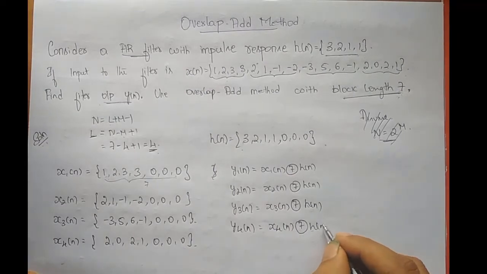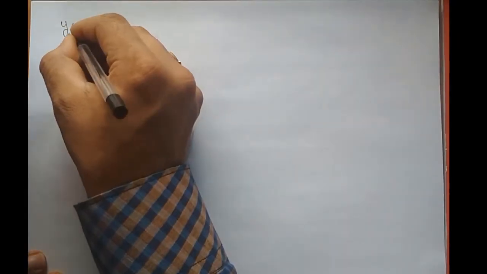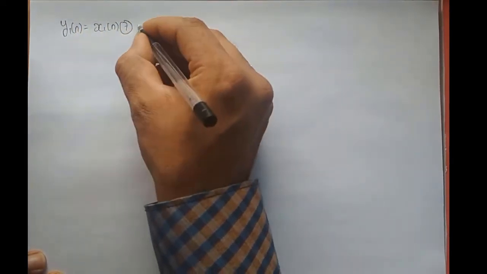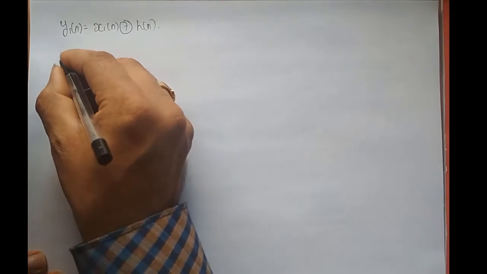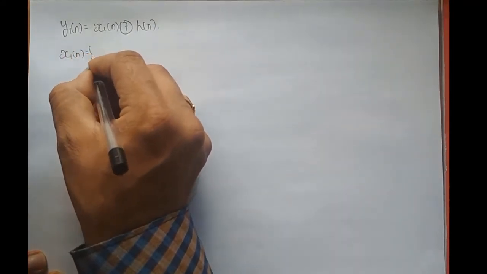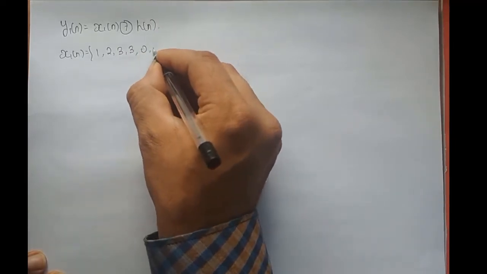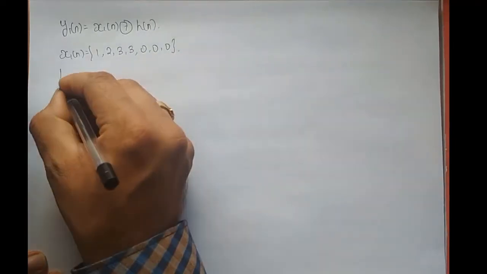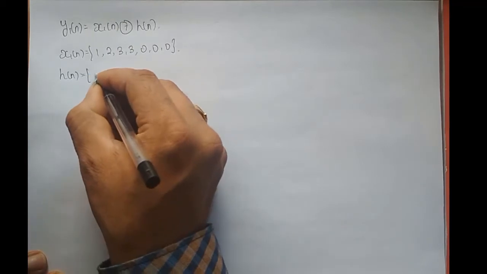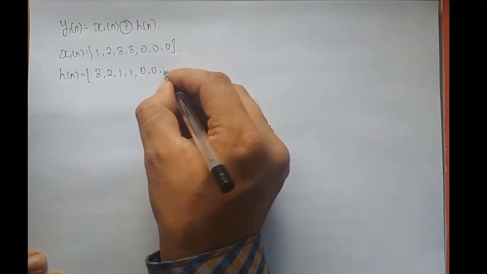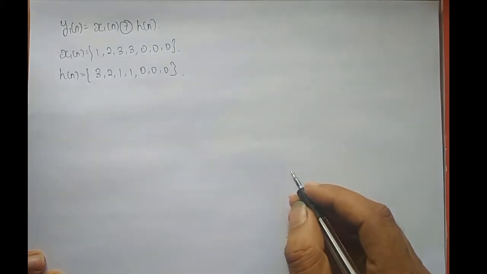Circularly convolved with h of n. So y1 of n, which is equal to x1 of n, 7 points circularly convolved with h of n, right? So where x1 of n is what? X1 of n is 1 2 3 3 0 0 0, and what is h of n? H of n is 3 2 1 1 0 0 0. So this is our h of n.